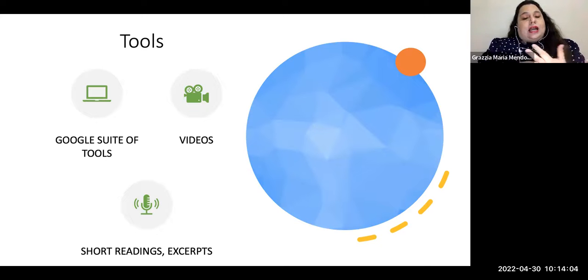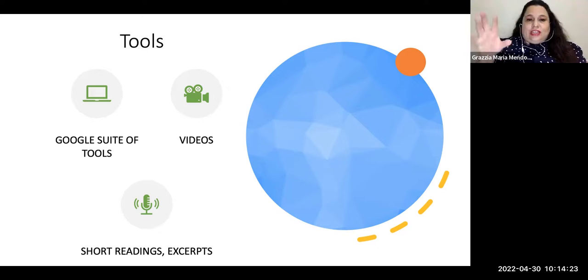So I use Google Docs. I use Jamboards. I use Google Slides. And I use Google Spreadsheets to engage them in different activities. For example, I would use a Google Spreadsheet to divide them in groups and then give them links of places that they would read. And then they would leave the observation in the last column based on questions that I would ask, for example.